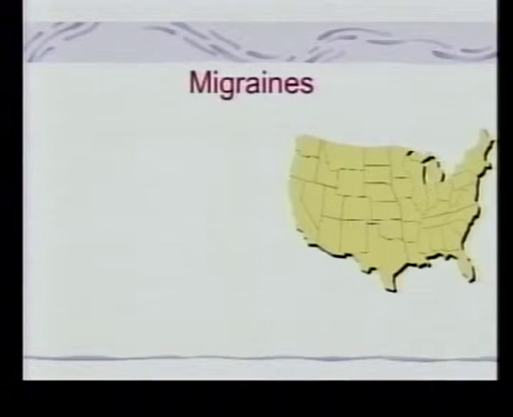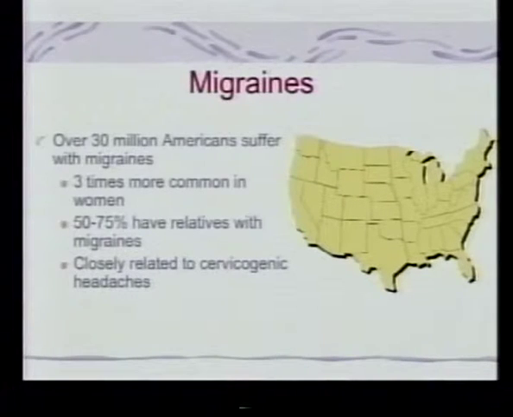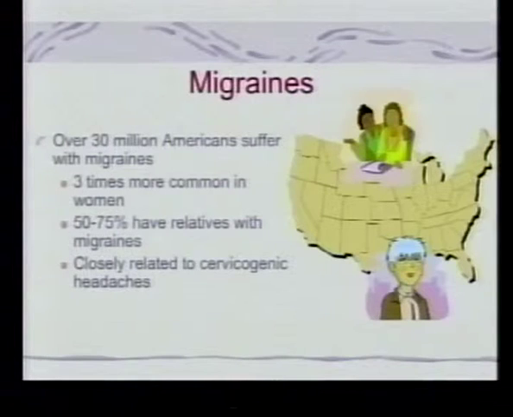Now we're going to discuss migraines. Over 30 million Americans suffer with migraines, three times more common in women, and also a family relationship. 50 to 75% have relatives with migraines, and they're closely related to cervicogenic headaches. Now, once again, many migraines may have that component of the hormones because they're affecting women more often.